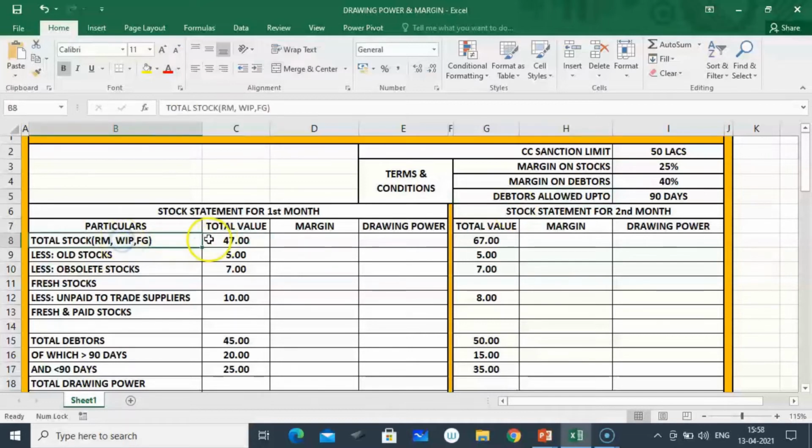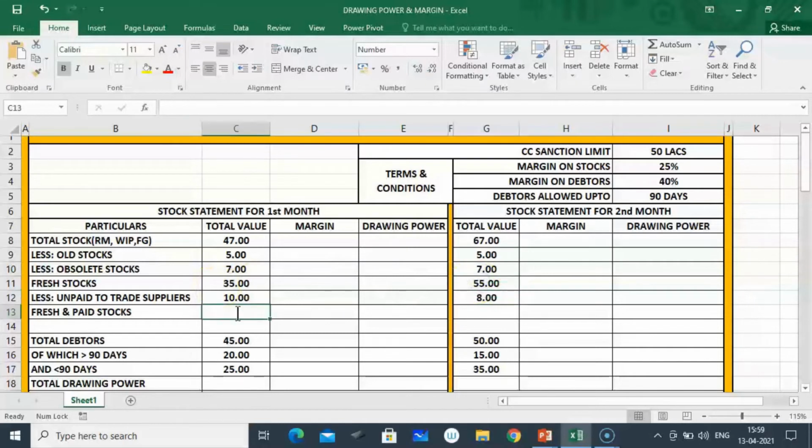In the first month, the total stocks is 47 lakhs and in the second month it is 67 lakhs. The bank identifies old stocks at 5 lakhs and the obsolete stocks as 7 lakhs in both the months and deducts from total stocks to arrive at fresh stock, right? So the fresh stocks would be 47 minus 5 minus the obsolete stocks, that is 7. So it comes to 35 lakhs. And here the fresh stocks would be 67 minus 5 minus 7. So in the second month, the fresh stocks would be 55.